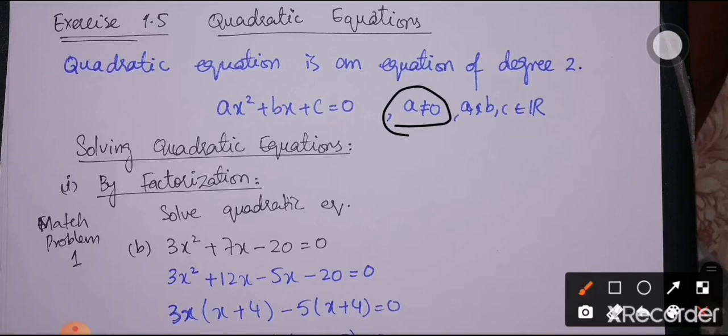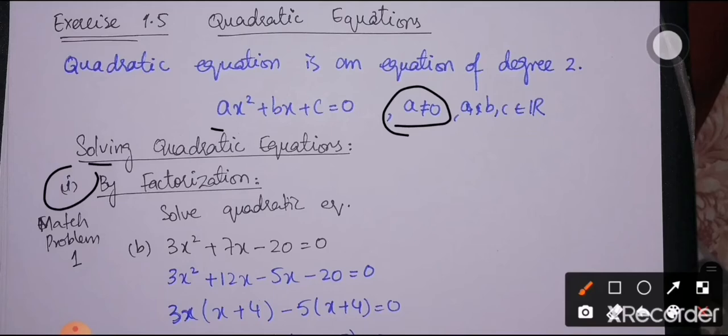So b can be 0, c can be 0, but a can never be 0 in order to have our equation be quadratic. Now there are some methods to solve a quadratic equation. Basically there are 4 methods to solve the quadratic equation, and we will discuss the methods one by one. The first method is factorization. That is, we will use factorization to solve a quadratic equation.